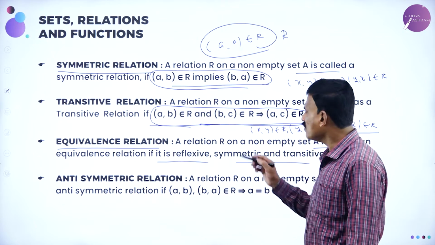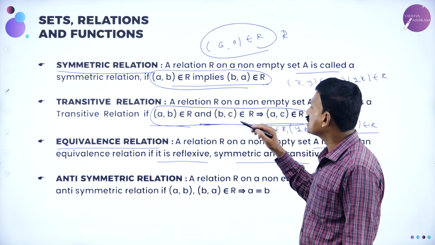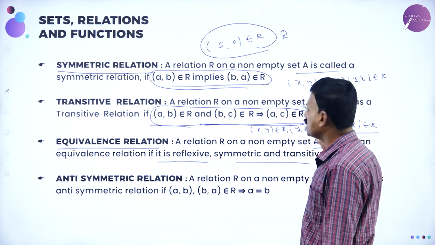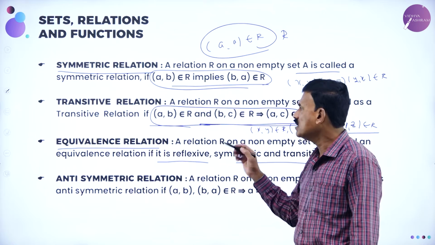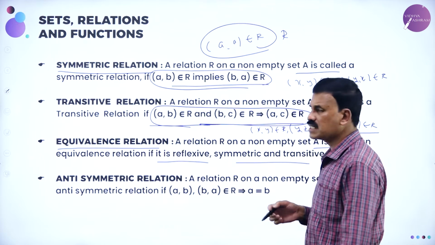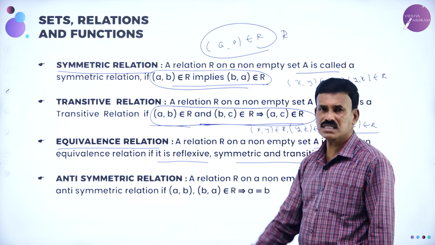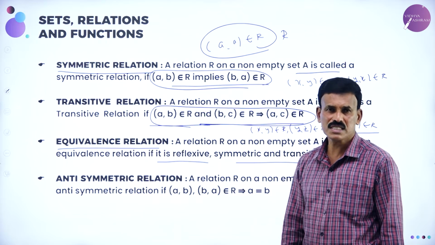Now, what is reflexive? (x, x) belongs to R. What is symmetric? (x, y) belongs to R implies (y, x) also belongs to R. What is transitive? (x, y) belongs to R and (y, z) belongs to R implies (x, z) also belongs to R. If all these three conditions are satisfied, then such a relation is called an equivalence relation.